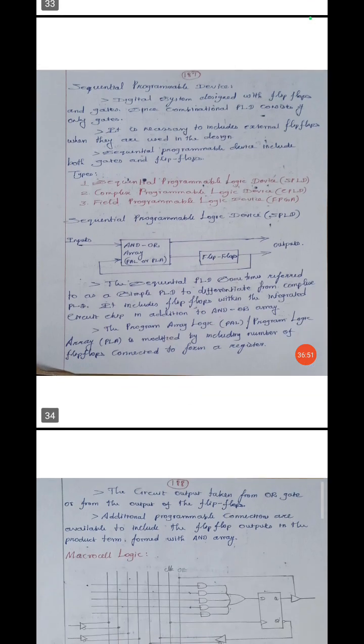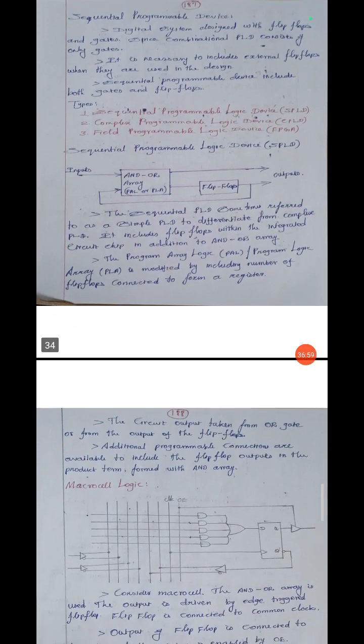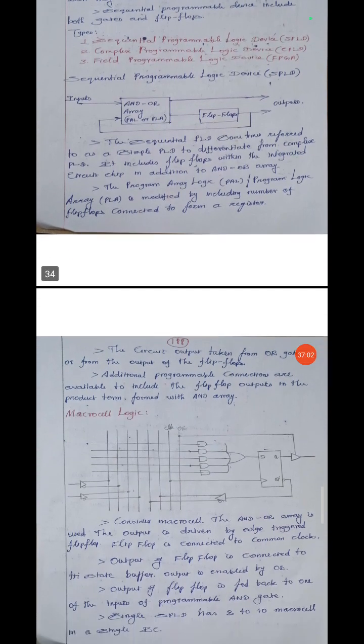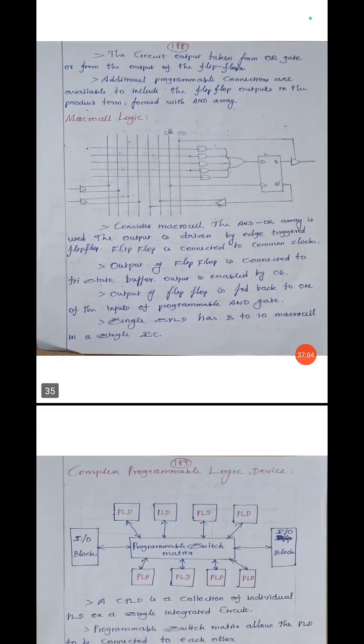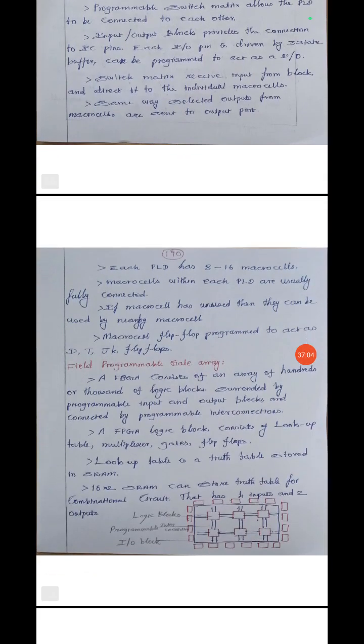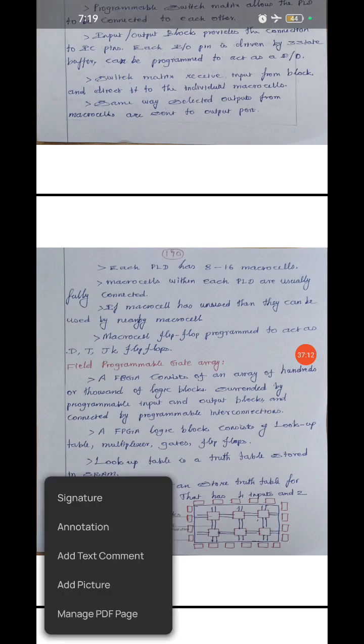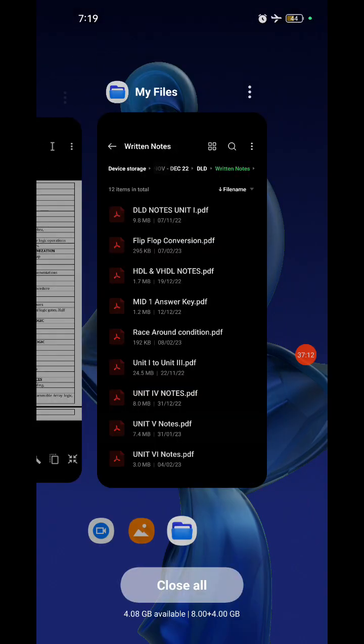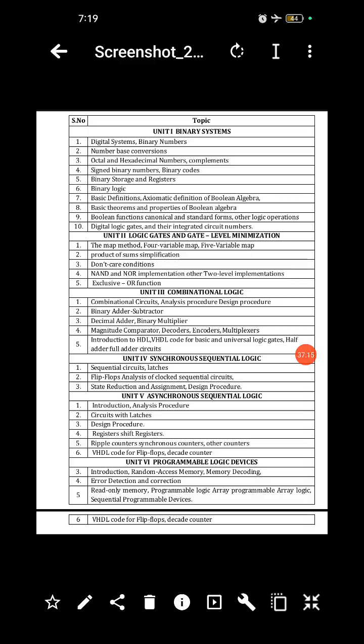The next one is the sequential programmable device. These are in unit 6, available along with unit 5. Here there are 3 types: SPLD, CPLD, FPGA, all are theory questions. You can easily write them. These are the field programmable gate array. These are theory questions, just read this. Next, I am going to see unit 5 and unit 6. Unit 6 is fully theory, a very easy unit.